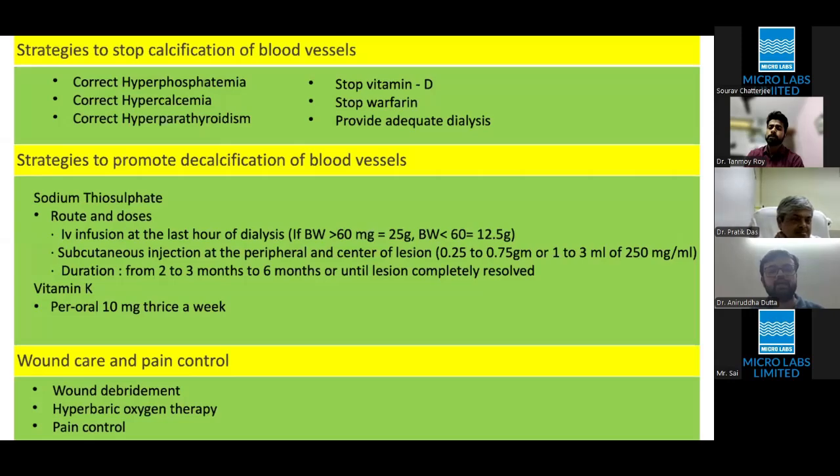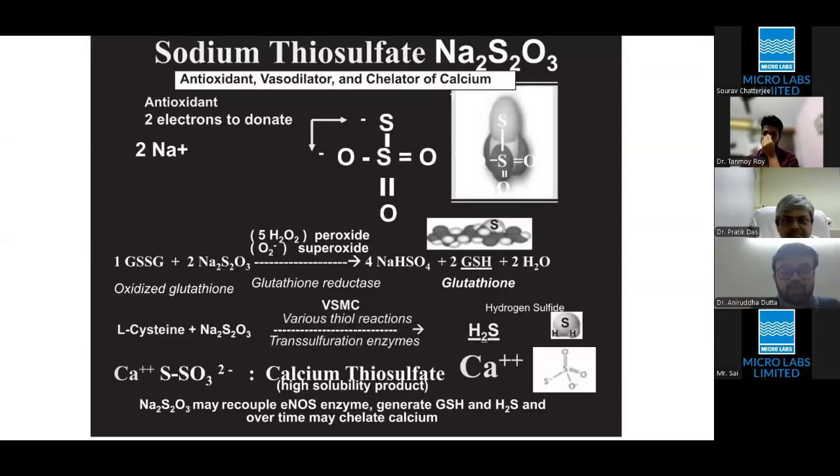You have to correct the underlying hypercalcemia and hyperparathyroidism, and you have to stop vitamin D and calcium supplements. You have to stop warfarin. Dialysis frequency may have to be increased, and for decalcification of the blood vessel, the drug recommended and which has been used is mainly sodium thiosulfate. The dose again is what I've highlighted, and the duration can be from 2 to 3 months up to 6 months. Vitamin K also can be used in an oral dose. And local wound care and pain control is very important because the lesion can be excruciatingly painful.